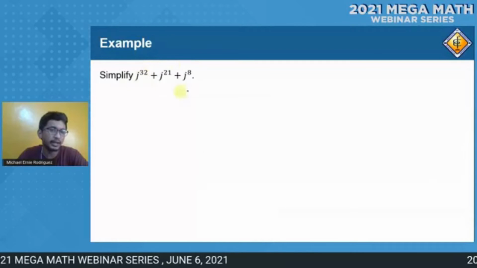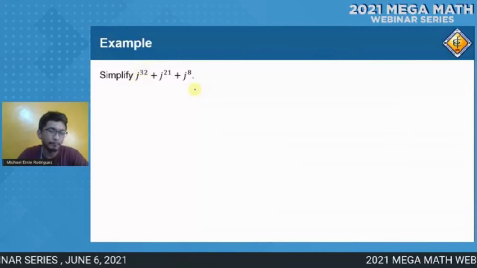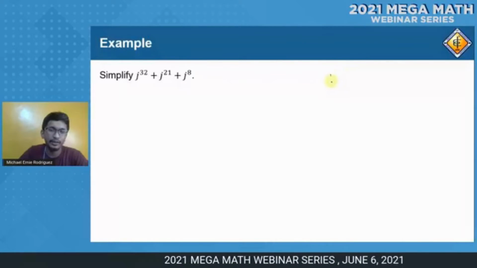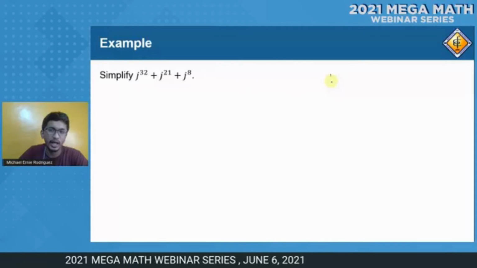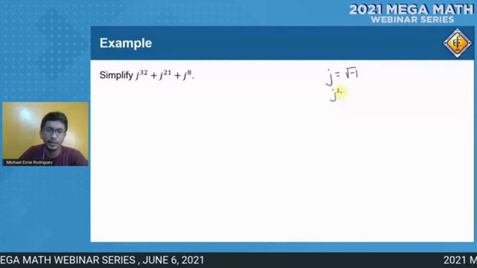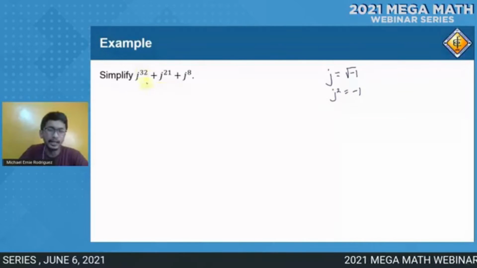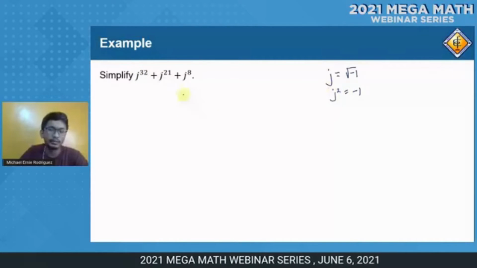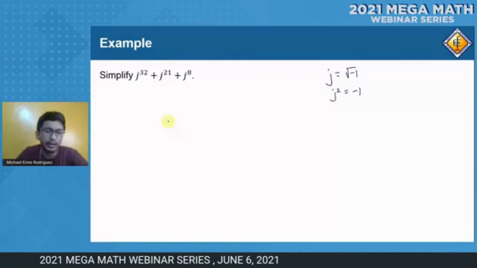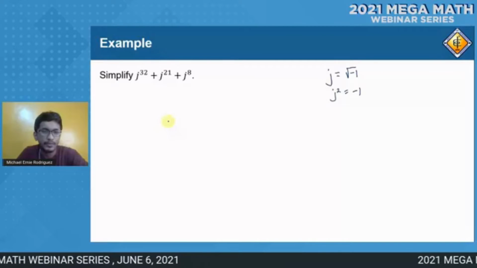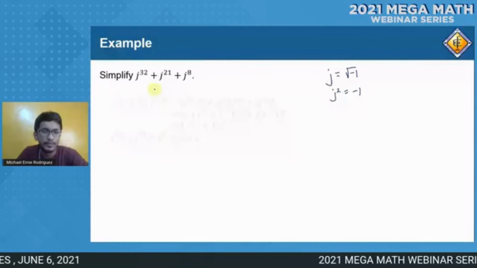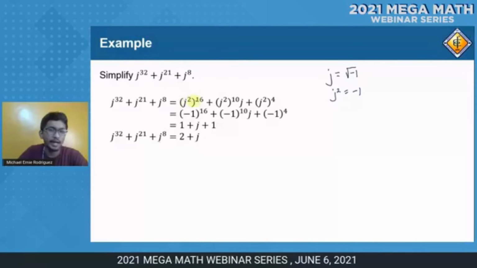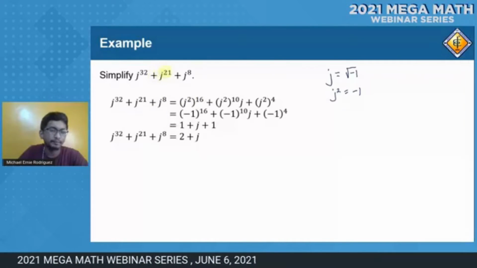So, para ma-simplify natin ang given, ang gagawin natin is, di ba may definition tayo? So, we have your j, that is square root of negative 1, di ba? And then therefore, j squared is equal to negative 1. So gawin natin ito in terms ng ating j squared. So 32 divided by 2 is 16, di ba? So we have j squared raised to 16.